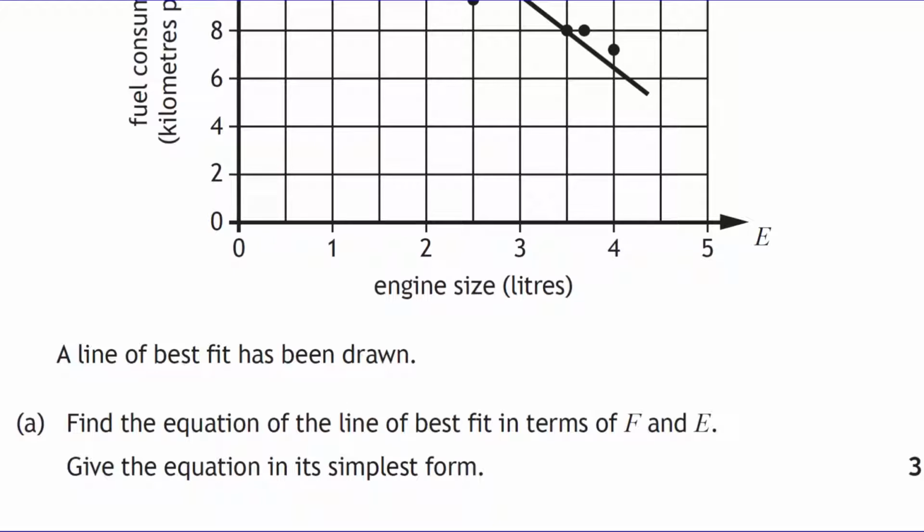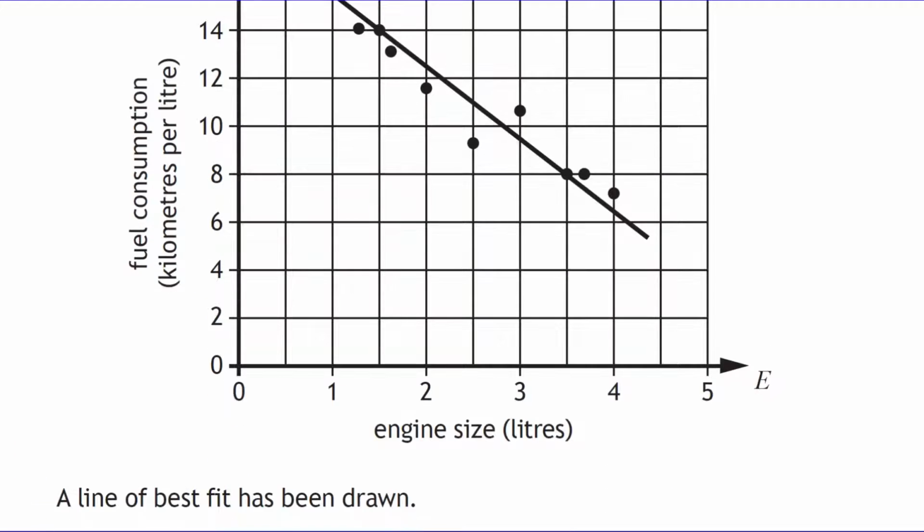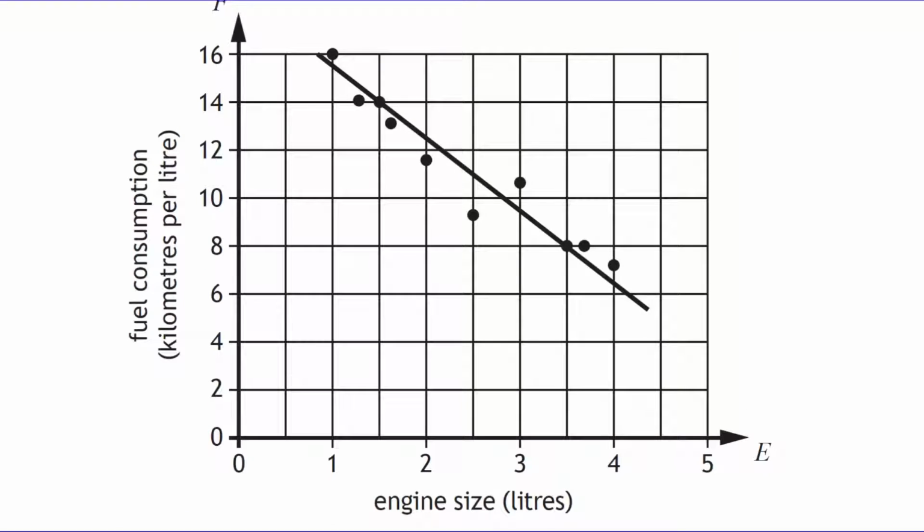Okay, so we need 2 coordinates on the line. So let's pick our 2 coordinates first. For our first coordinate, I'm going to use this one here because there's a dot right on one of the crossover points. So we've got 1.5 and 14.